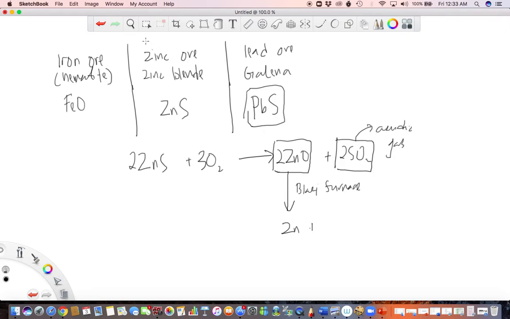Okay, all right. Let's look at the similarities and the differences between extracting zinc in the blast furnace compared to iron. So give me a bit of time.